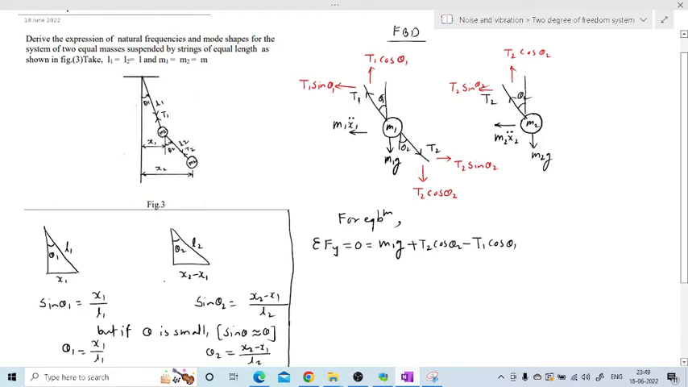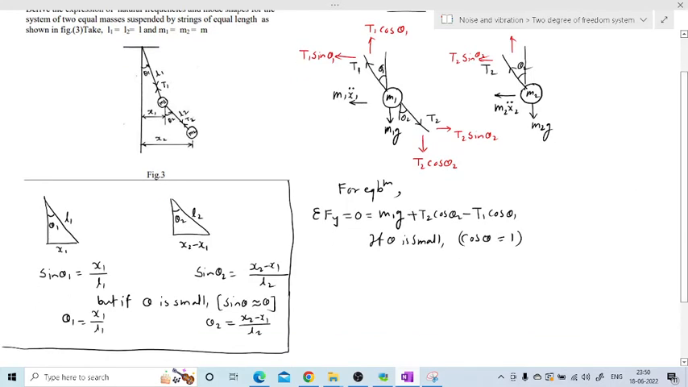Now see what we have considered: theta is small. If theta is small, then sin theta becomes theta, and cos theta becomes 1. Suppose theta is small, almost 0, then cos 0 is nothing but 1. So the cos term becomes 1 when the angle is small. So we can write m1g plus T2 into cos theta, which is 1, minus T1 into cos theta, which is 1.